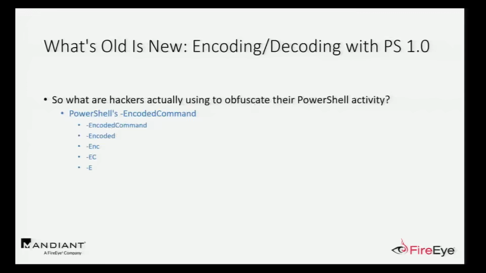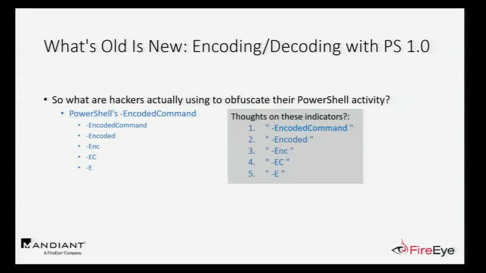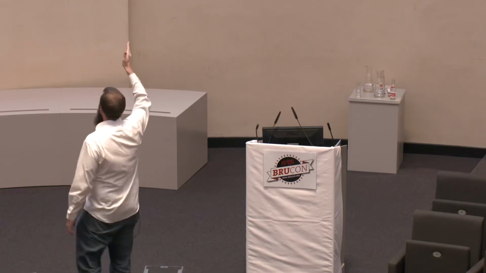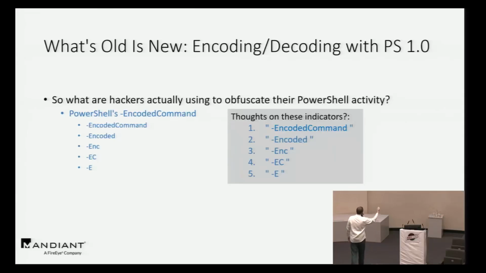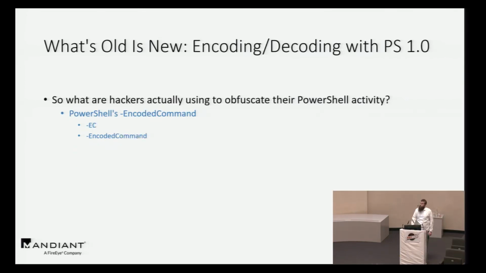But let's look at EncodedCommand, because again, we see attackers using this all the time. So, EncodedCommand, -Enc, -EC. What do you think about these indicators to detect any of these execution flags being used on the command line? We have white space, dash, encodedcommand, white space. This would catch these indicators, right? This indicator would catch these flags. It would, but that's actually not the only way to write those flags.